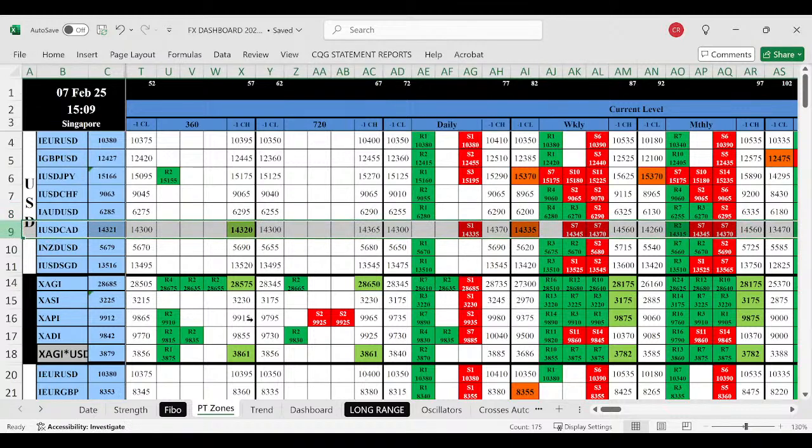Okay, then dollar CAD. We are looking at the daily. We are only seeing now that the weakness is beginning to show. Weekly, this is a strong sell with no buying force involved.